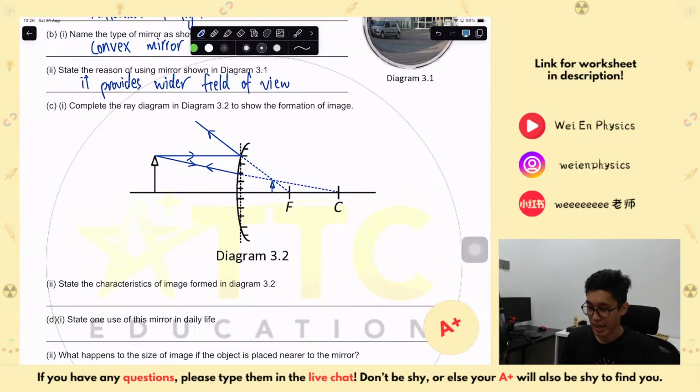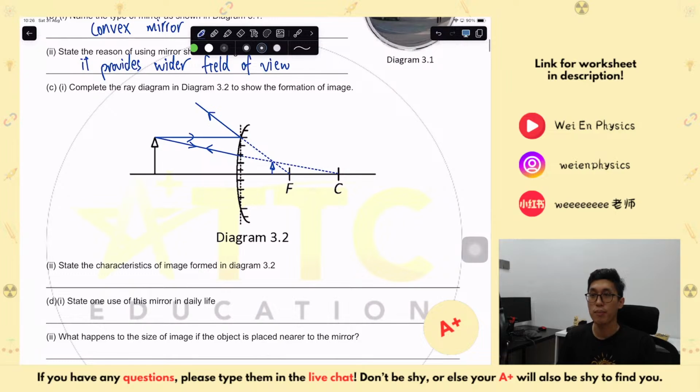Okay, state the characteristics of the image formed in diagram 3.2. Now for characteristics, we have three different things we can talk about. The first one is, is it real or is it virtual? Now, this one is virtual. How do I know? Because the image is inside the mirror.